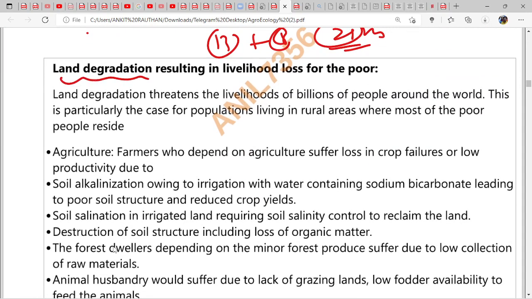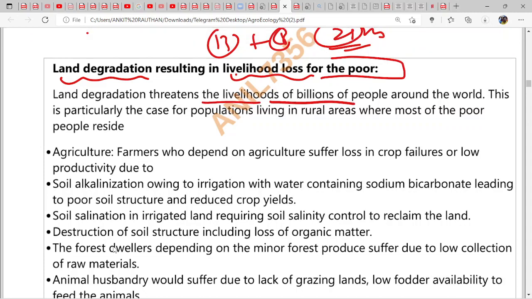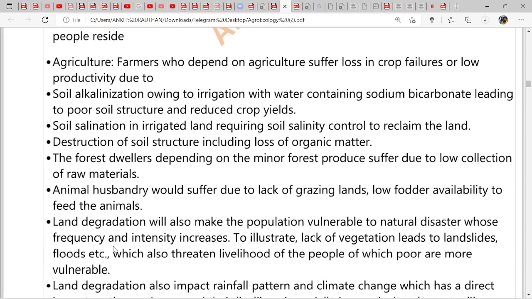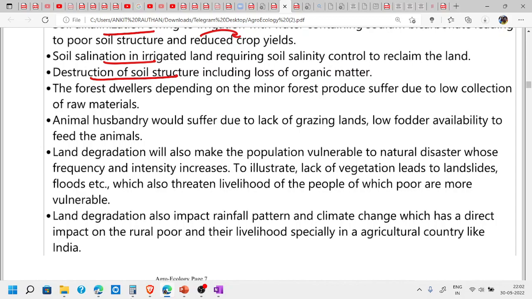Now this land degradation is also resulting in livelihood loss for the poor. How? Farmers who depend on agriculture, soil alkalization is reducing agriculture. Soil salination and destruction of soil structure are happening. These are easy points, you will understand.